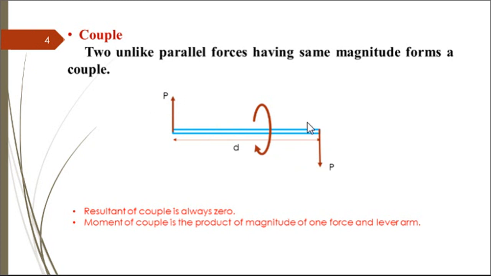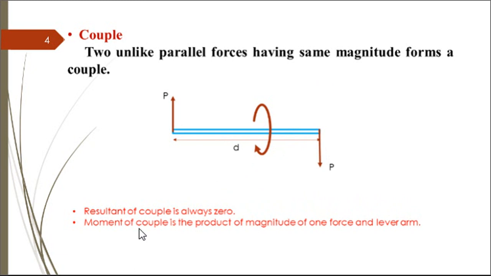So whenever two unlike forces having the same magnitude are applied, then in that case it forms a couple moment, which is shown over here. That is, this P will go like this and this P will go causing the movement like this. So here this will produce a clockwise movement called a couple, and the moment is equal to this force P multiplied by the perpendicular distance between the two forces, that is T.